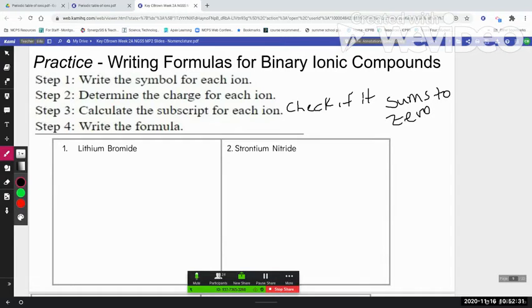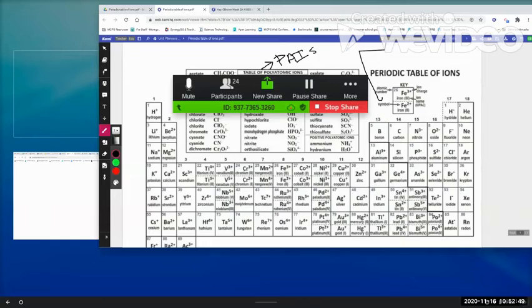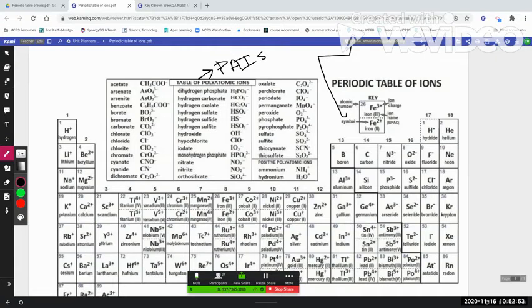So has anyone found lithium or bromide on this periodic table? So if it's written first, it's going to be on the left-hand side. It's most likely a metal. It's your cat. Woohoo! I'll be blurring some images out.